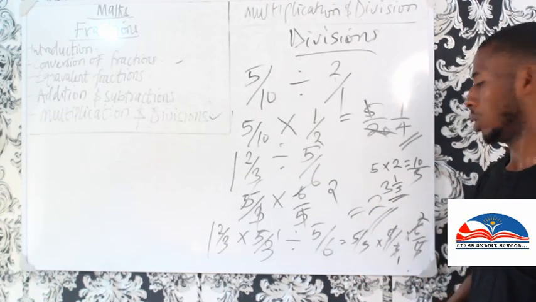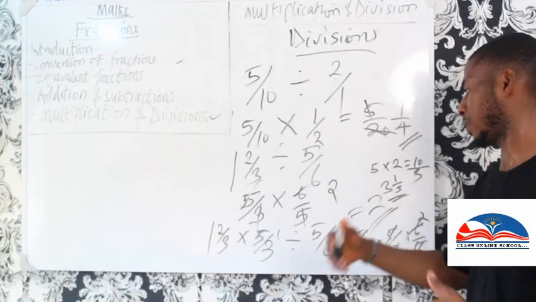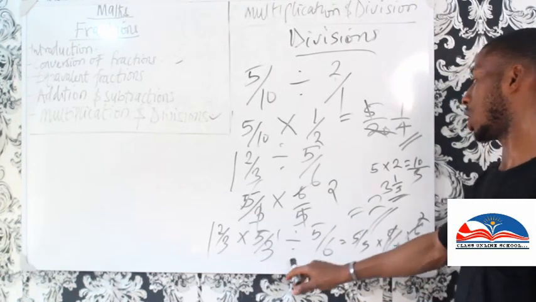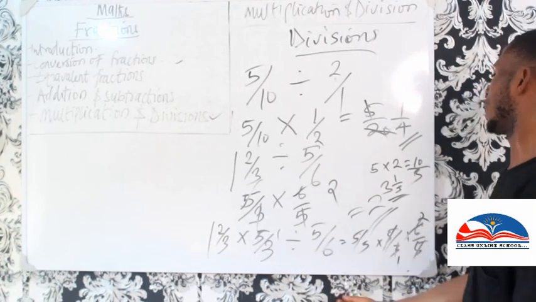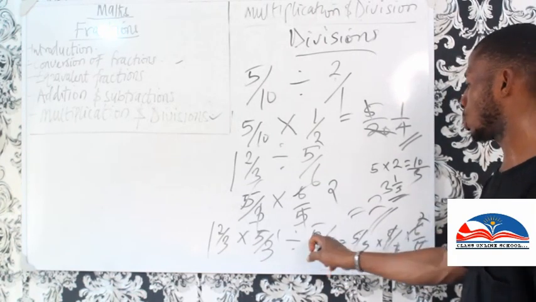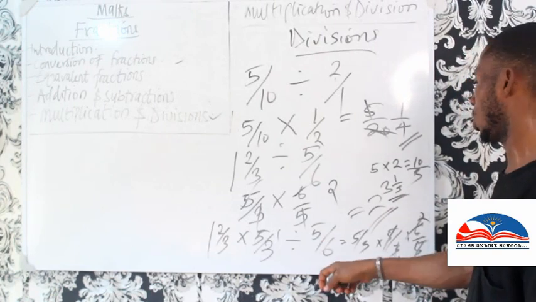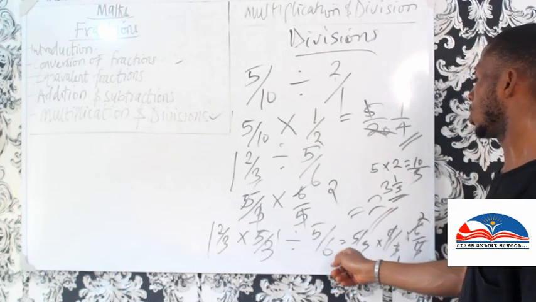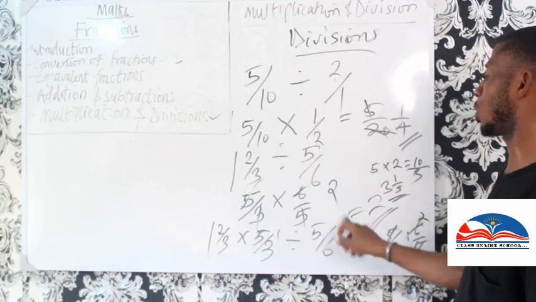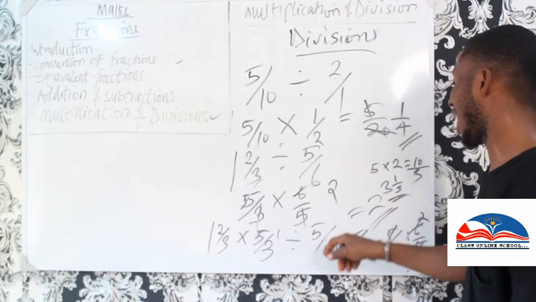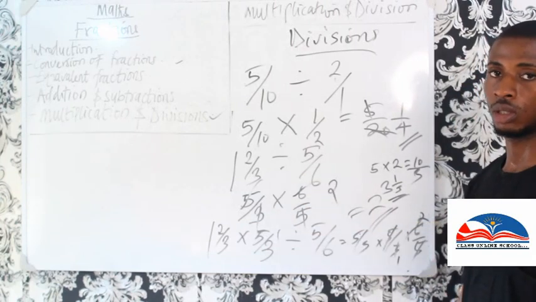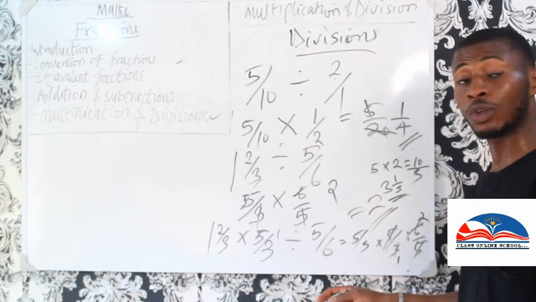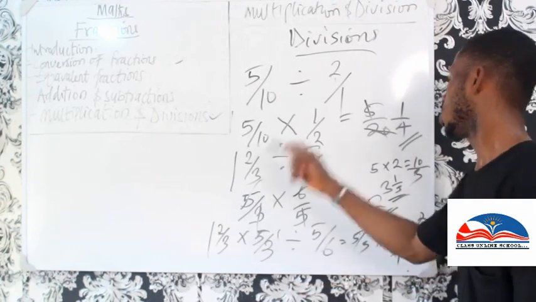Hope you are following. I'm saying if in a scenario where they give you a multiplication and a division sign in the same question, what you do is spin that one, just spin it, and the numerator will come to the denominator, while the denominator will go to the numerator. Once you've done that, the sign will change from division to multiplication. Then you can cancel out.